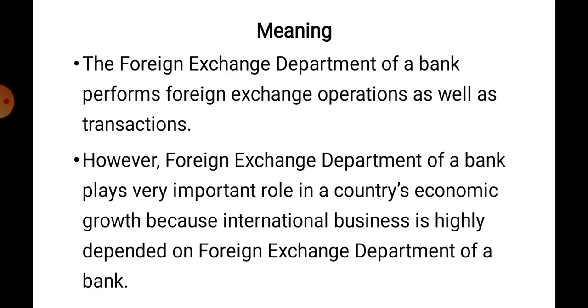Apart from this, it also performs foreign currency, travelers' checks, letters of credit, and bills of exchange transactions. Therefore, the role of the foreign exchange department of a bank has increased because of the increased importance of international trade for the betterment of economic growth of the country concerned.